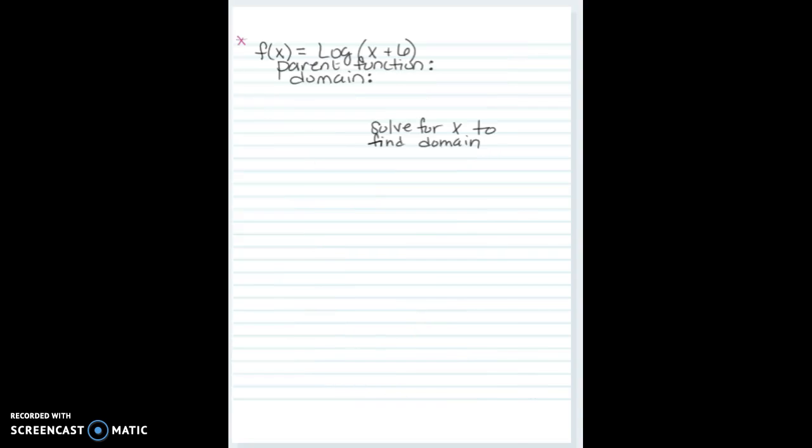Now on this last example, we have a logarithmic function as our parent function. The equation is f of x equals log of x plus 6, so the parent function is log of x. The domain of a logarithmic function is that your x value must be greater than 0. You cannot take a log of a number that is not positive. 0 is neither positive nor negative, but you can only take logs of positive numbers. So we once again have a domain restriction.